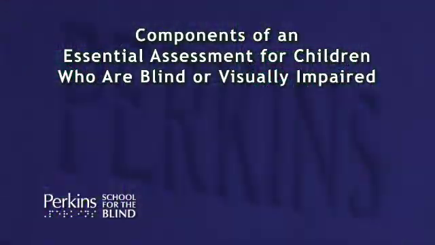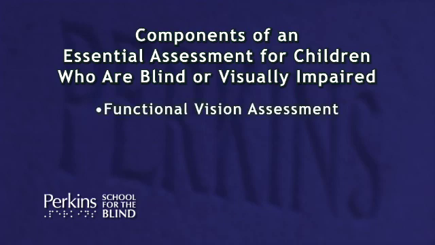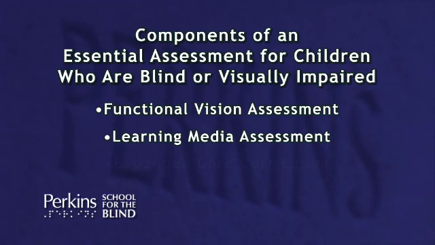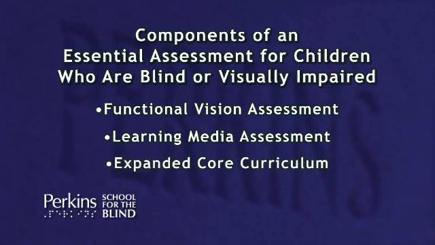And we felt strongly as a group that we needed to encourage teachers to do all 3 assessments at one time. So the essential assessments composed of the functional vision assessment, learning media assessment, and then the expanded core curriculum assessments. We see a graphic slide titled Components of an Essential Assessment for Children Who Are Blind or Visually Impaired. Beneath are listed the 3 components: functional vision assessment, learning media assessment, and expanded core curriculum.